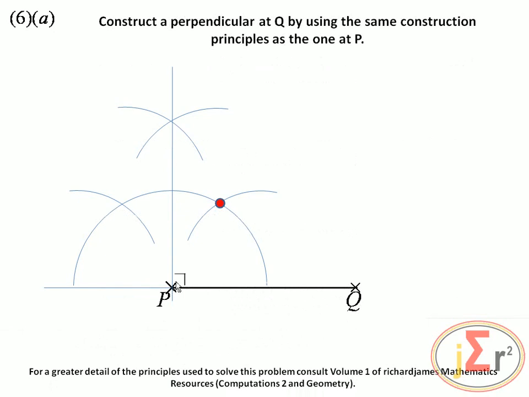Construct a perpendicular at Q by using the same construction principles as the one at P. But we are not going to go through that entire process since we are familiar with the process already. So we'll just put the construction lines there.